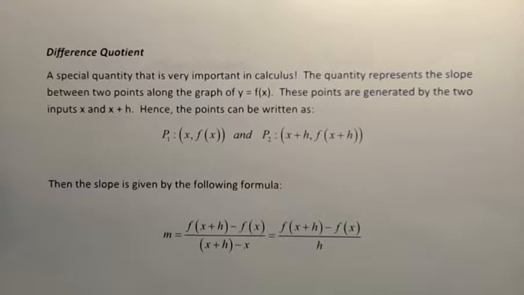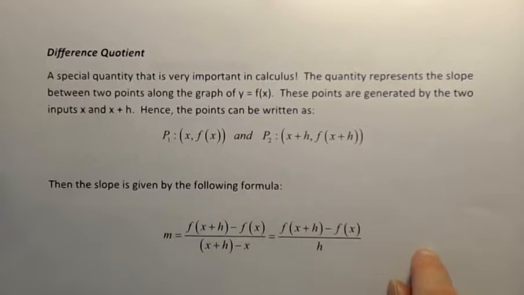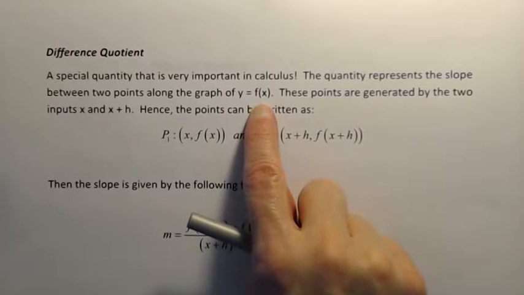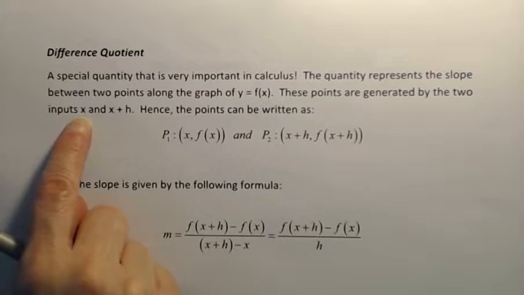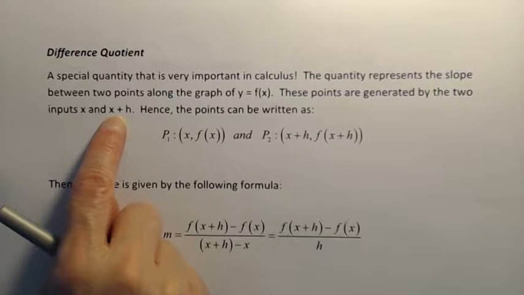So right now, we know how to find the slope between 2 points along a line. And in calculus, we talk about slope along a curve. Okay, and so to begin to do that, we take a general function, y equals f of x. Could be a quadratic function, rational function, any kind of function. And then we're just going to pick 2 points along that curve. One will have input x, and then the other one will have input x plus h.